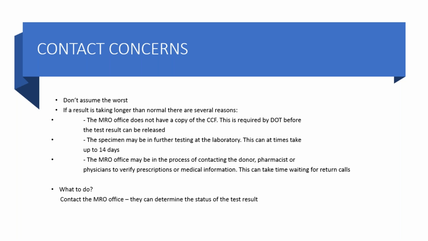So what to do? Contact the MRO office. They can determine the status of the test result. Where is it in that process? We do have clients, sometimes they try to call the laboratory. The laboratory typically isn't going to be able to really give you a lot of information. It's best to contact the MRO office that you have contracted with, and they can usually tell you, is it in further testing? Are they missing copy two of the chain of custody form? Or are they in some sort of process of verification? So just give your MRO a call.